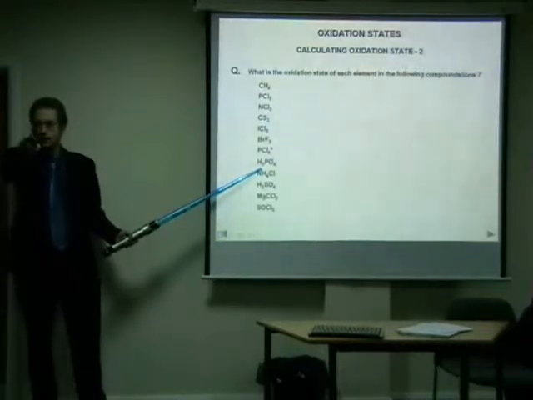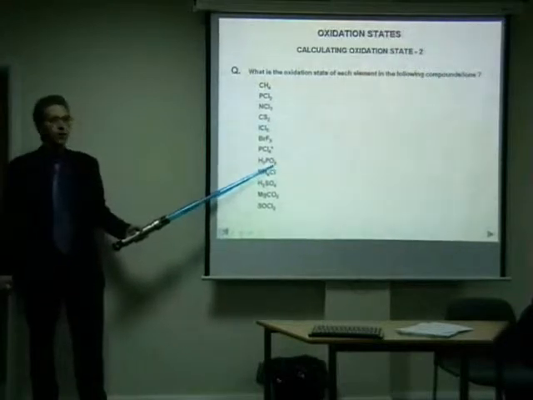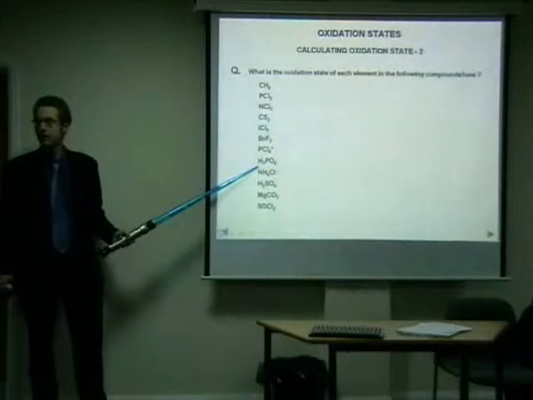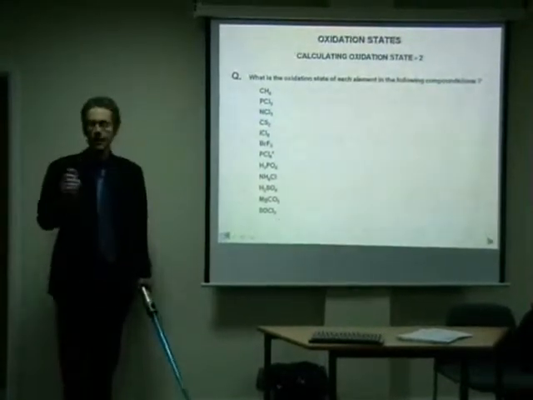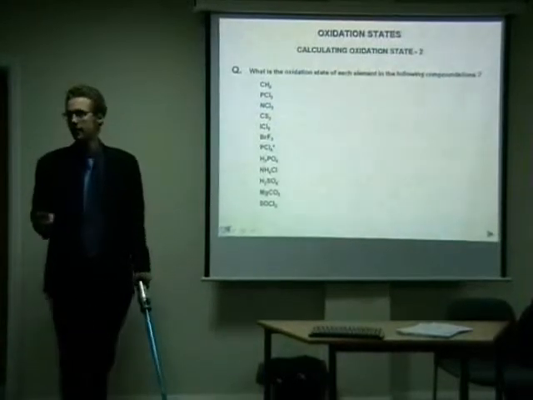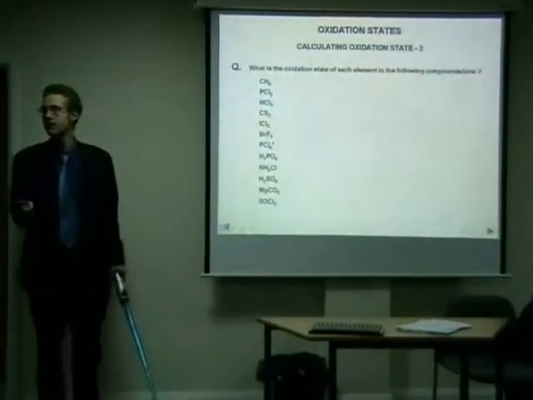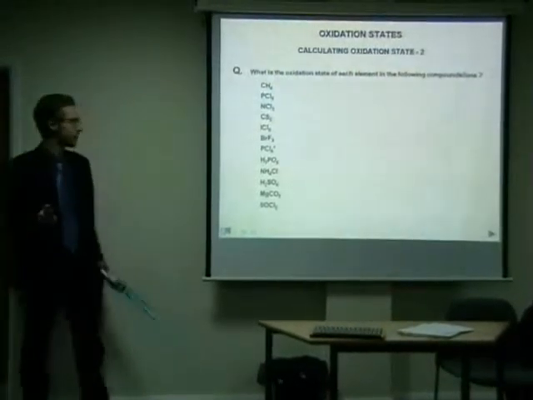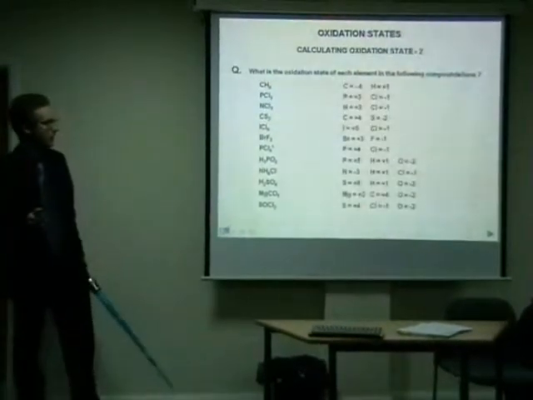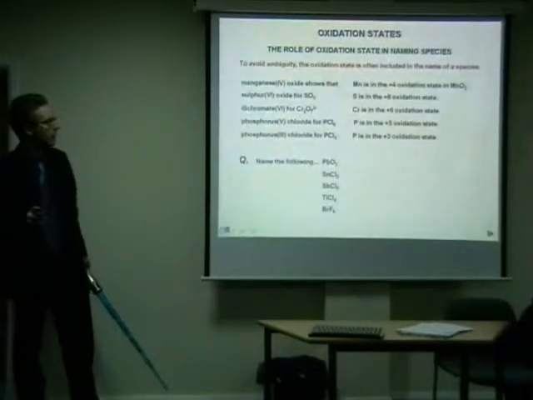Heard the right answer? 5. 4 times -2 is -8. Add 3 is -5, therefore phosphorus is supposed to be +5. And you are expected to be able to do it that quickly. Okay? Did I just lose a few people? No? We're okay? And so on. And there are the answers. Okay.